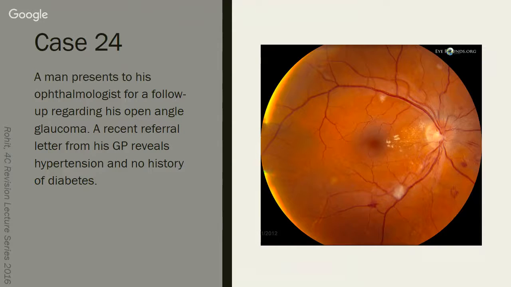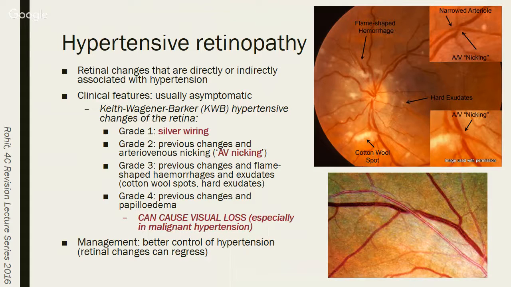So another one. A man presents to his ophthalmologist, follow-up regarding his open-angle glaucoma. He has a history of hypertension and no history of diabetes. Who are we up to? Absolutely. Hypertensive retinopathy.